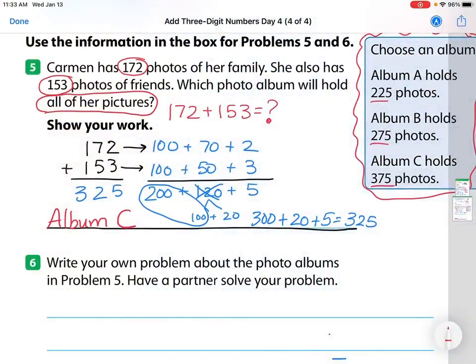Okay, I hope you found that the answer was going to be album C because it holds more photos than the other two albums. And my total number of pictures was 325. And so album A would not hold 325, would it? Because it only can hold 225. And album B only holds 275. So I knew that those were not going to be enough storage space for all the photos for Carmen. So album C is the correct answer.